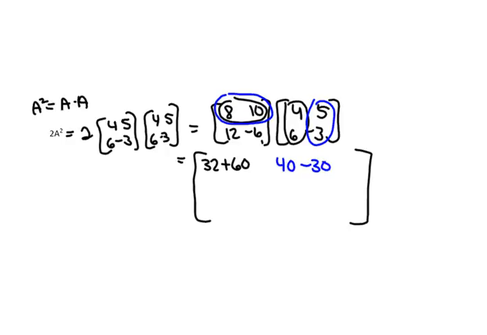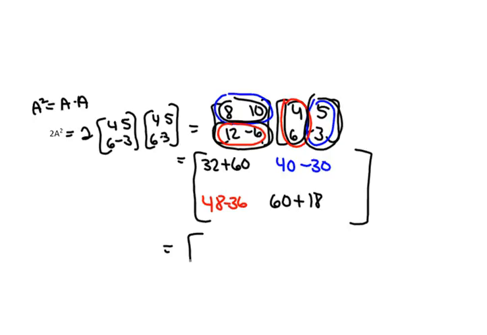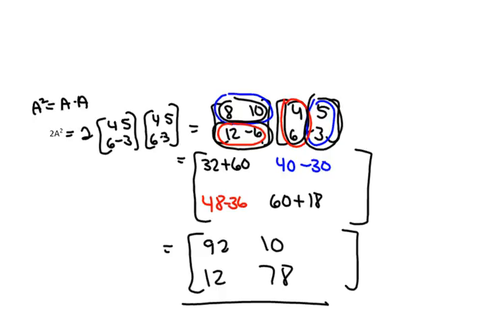So now I go to the second row and multiply by the first column. That's 48 minus 36. And now I'm going to do the second row with the second column. And a negative is a positive. So now that's done. So now just add them or subtract. And we're done here. Right? So again, matrix multiplication is not all multiplication.